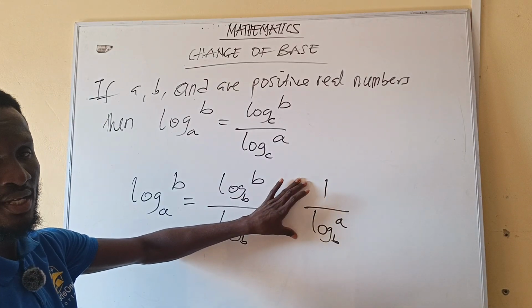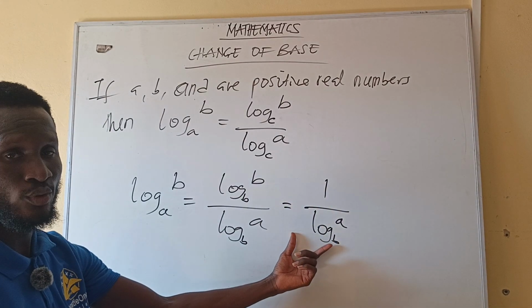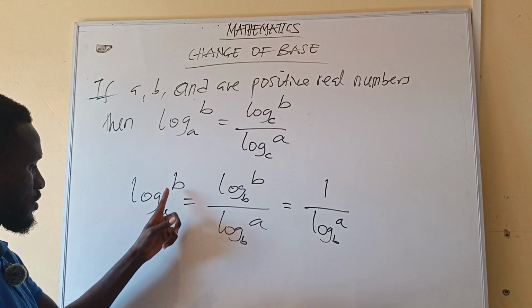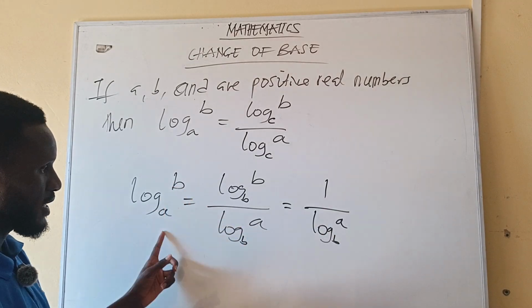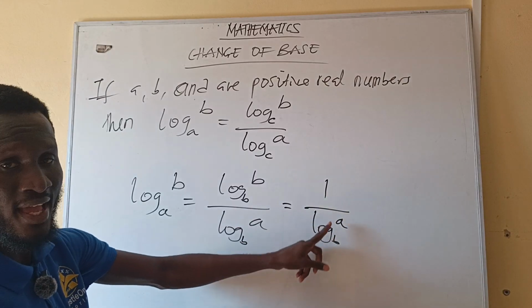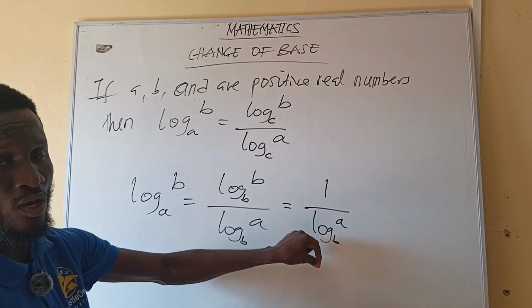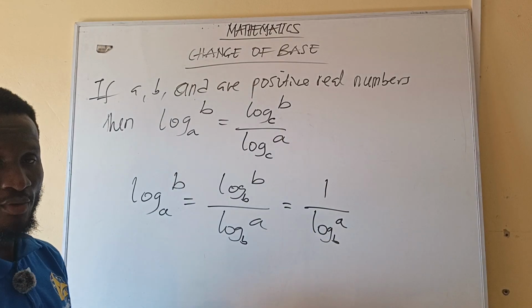Now you see how this one is? Yes, this one is also simple. Now this is the case if I want to just interchange this one. So if I want to interchange this one, it is just 1 over, then you interchange the a and the b. Then the b becomes the base and the a becomes the log. You understand? Follow me closely.